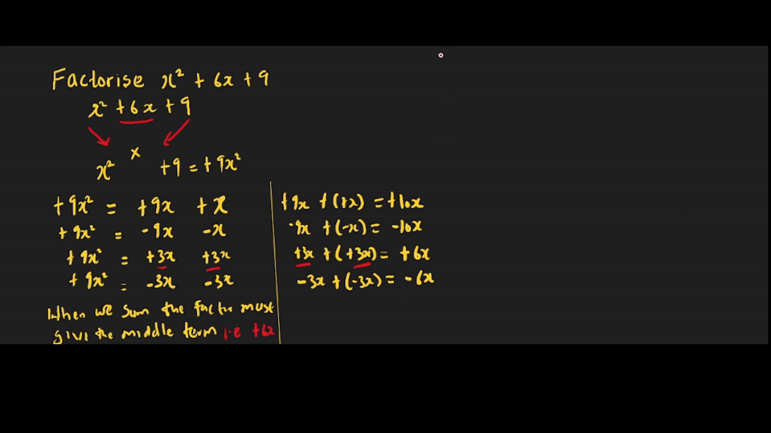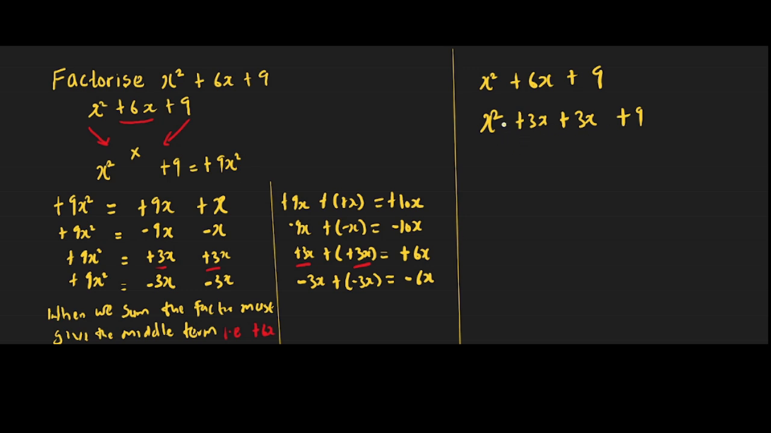Here we have x squared plus 6x plus 9. Now in this case, we go back to our factorization. This is the question given. After doing all this, we now have x squared. Wherever we see this plus 6x here, we are going to replace it with plus 3x plus 3x. Then we have plus 9. Then we can now factorize.